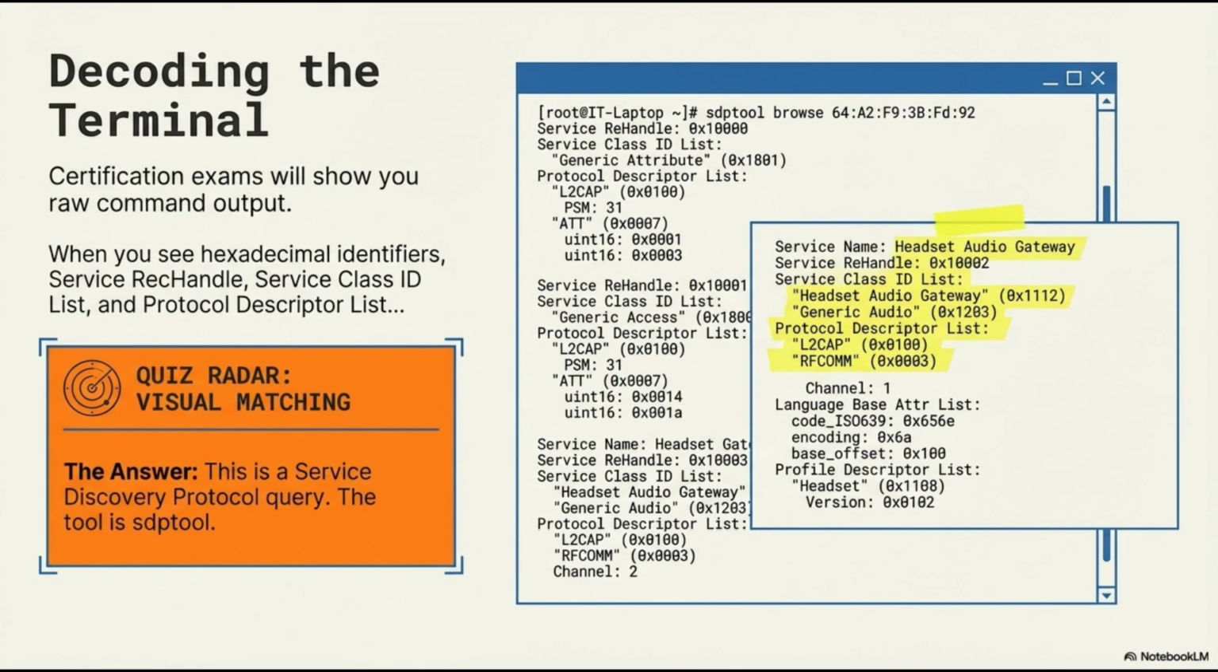So for your study check, prompt. When analyzing raw terminal output, what specific identifiers and structural clues confirm that a service discovery protocol query has been executed, rather than a simple ping or scan? Look for the text, not just the numbers.